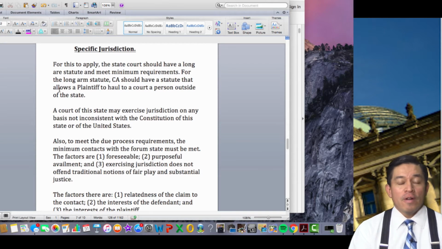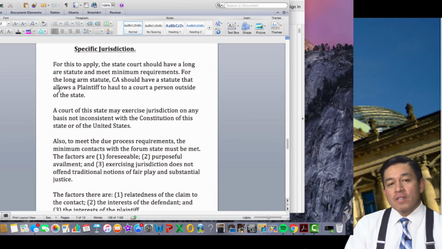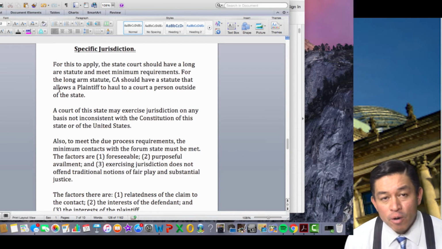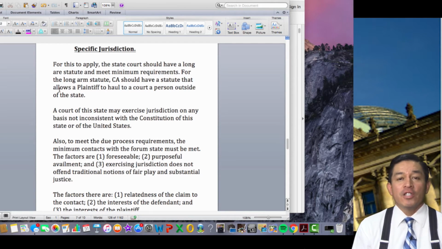And those are other factors there. You have foreseeability, you have purposeful availment, and then you have that long definition, the long rule: exercising jurisdiction will not offend traditional notions of fair play and substantial justice. So you have to consider now the facts here. And just think about it. How did the snacks get to San Francisco? I mean, that's a very valid question. You have to answer that.